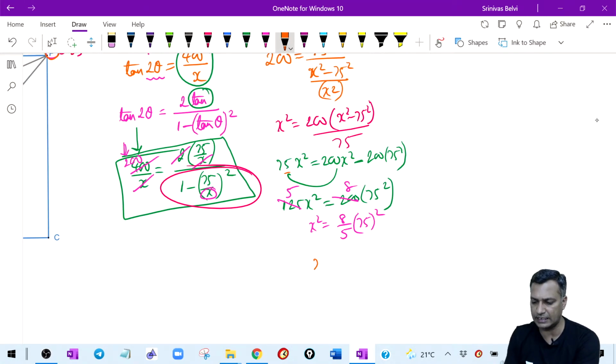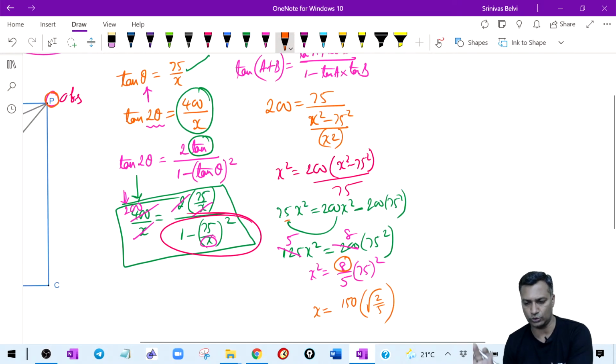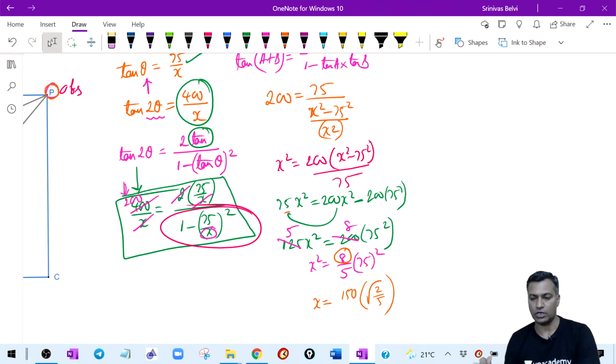Okay, therefore you are getting x is equal to, you can take 4 common here, 75 into 2, right? Therefore that would become 150 times root of 2 by 5. Something like this it looks. I am hoping that I have not made any mistake here, right? No. I made a mistake.